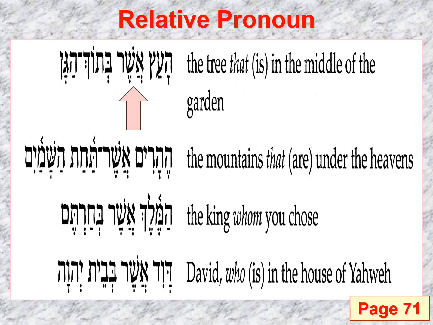Which one or what one are you referring to? Give us a little more information, unpack it a little bit. The one which or that is in the middle of the garden. Betok, hopefully you recognize that preposition, and then followed by a definite article plus the noun garden. So here we see the relative pronoun introducing a relative clause, further information, unpacking either the noun prior to it or perhaps some other clause.